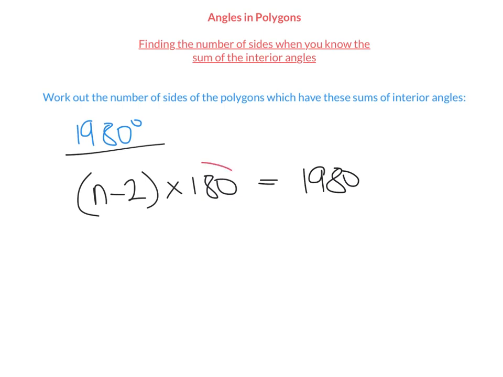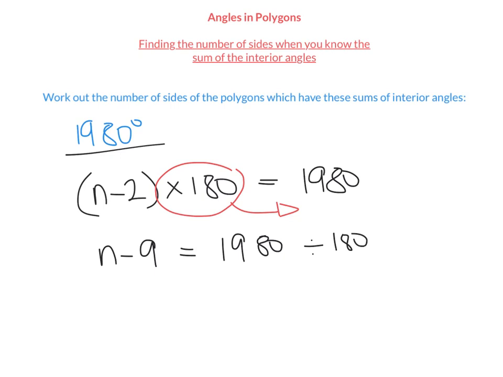So we're going to use swap side, swap sign. So times by 180 is going to go across and it's going to become divided by 180. So we'll say n minus 2 equals 1980 divided by 180, which means n minus 2 equals 1980 divided by 180, 11.